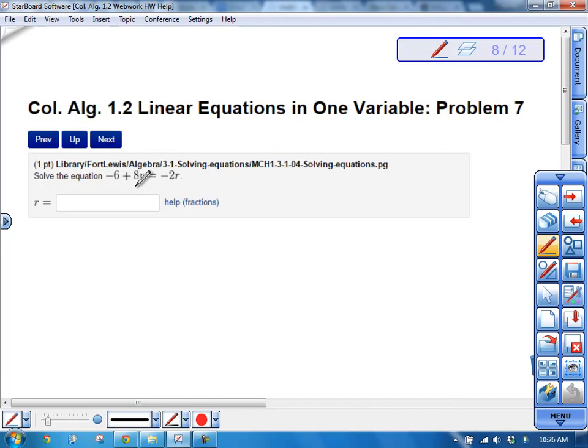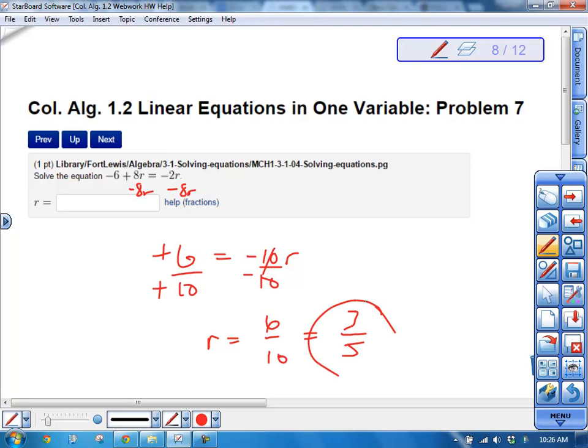Next equation, let's solve this for r. This one's a really easy one. Just subtract 8r from both sides, and you get negative 6 equals negative 10r. Divide both sides by negative 10, and you get r equals, double negatives cancel, 6 over 10, which reduces to 3 over 5. So let's enter in 3 over 5.